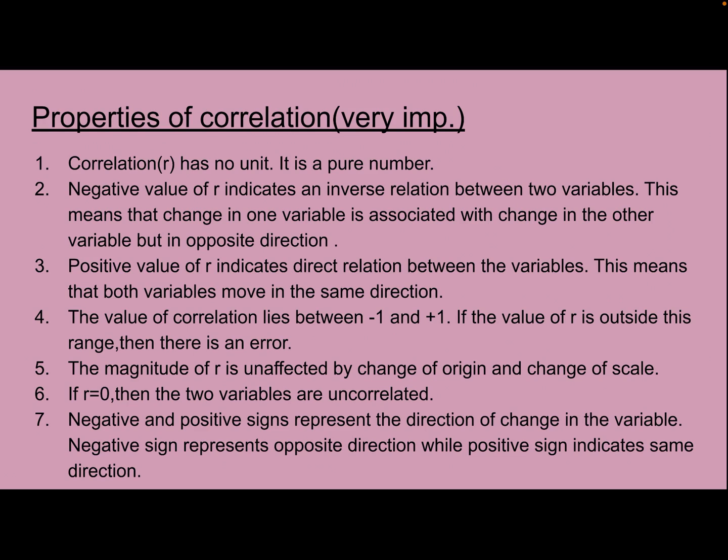Third property, positive value of r indicates direct relation between the variables. This means that both variables move in the same direction. So you call it a positive correlation.